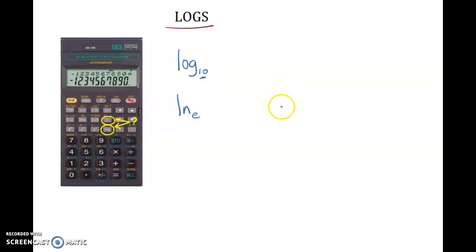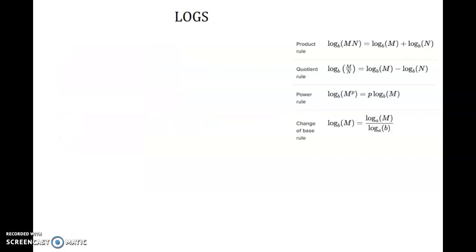Now, e is a constant value, and if you go to a calculator and I think you press second function, ln, you will get e being 2.71828, etc. It goes on and on and on. So if you are given a question and there's no base written, it's understood that it's base 10. If it's ln, then that's understood to be base e. So now let's move on to the rules of logs.